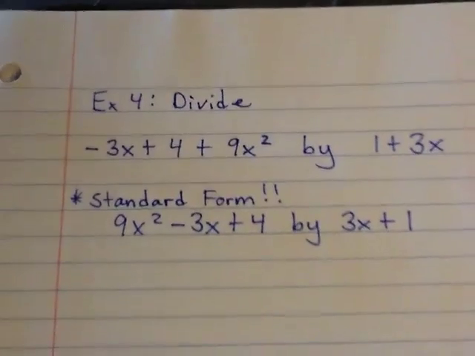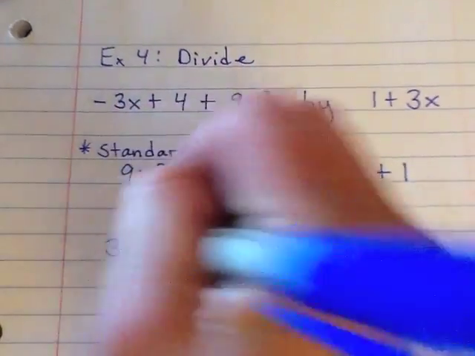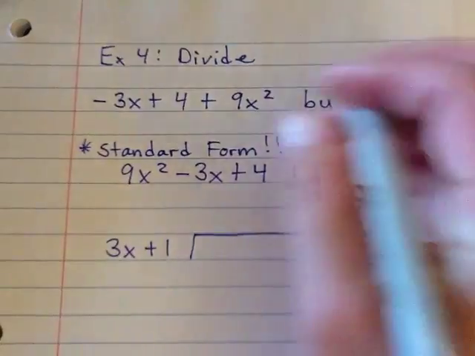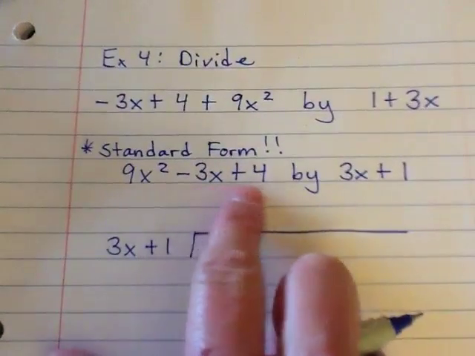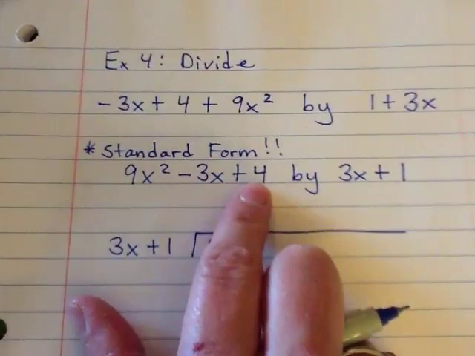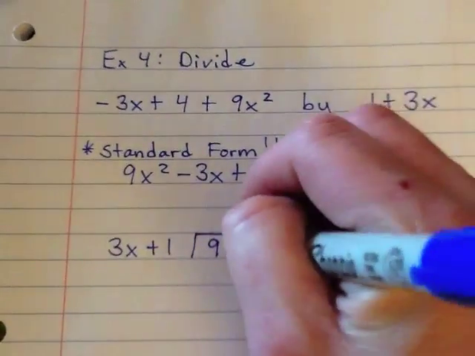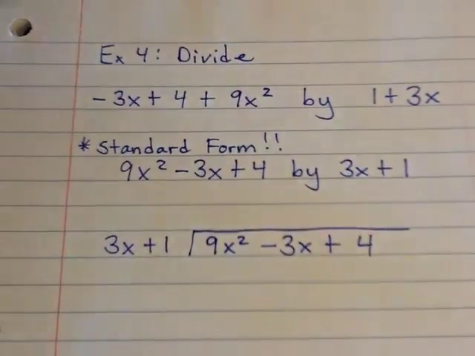Okay, so when you go to write this out, 3x plus 1 divided into 9x squared. I have an x squared and then an x and then just a number. So I didn't have to add any zero coefficients in there. Minus 3x plus 4. Go ahead and hit pause now. Try it on your own and then hit play when you're done.